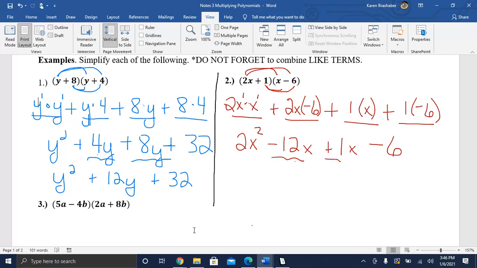Again, my middle two terms are like terms. They have the same variables, same exponents. I can combine those. I'm going to bring down 2x to the second, combine to get negative 11x, and then bring down the minus 6. So those are your first two examples. I'll do the third one with two variables. I'm going to clear the screen so that I have space to work on this third one.